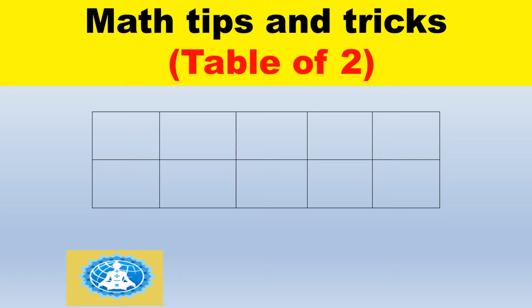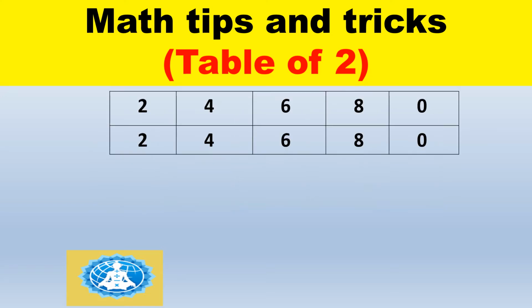The next step is you need to remember the table of 2 till 4. That is 2 times 1 is 2. That is 2 ones are 2, 2 twos are 4, 2 threes are 6, 2 fours are 8. And after the 8 you need to write just 0.